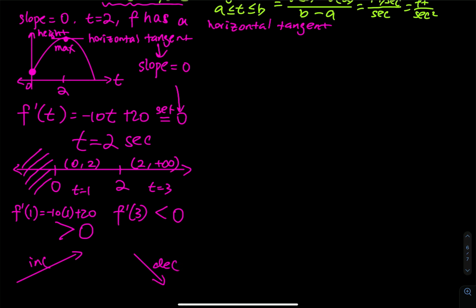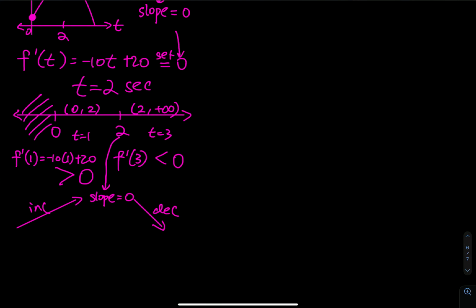And then when t equals 2, the slope equals 0. So for the slope, we are going up and then going down. At t equals 2, we have a horizontal tangent. So that tells me this is the maximum point, the highest point of the parabola. So at this point, the apple is in the highest position. All right, so we have a maximum when t equals 2.